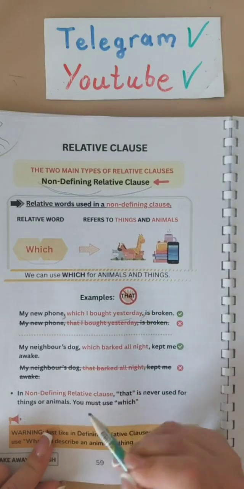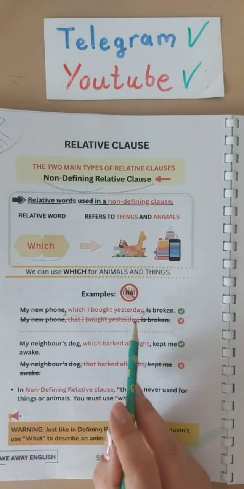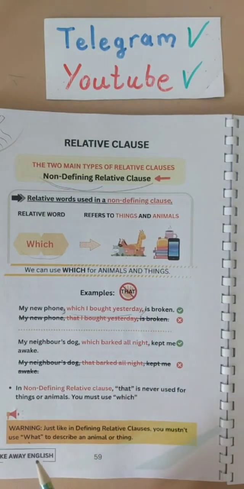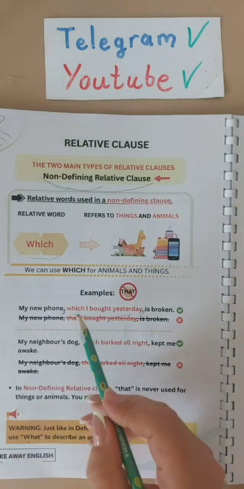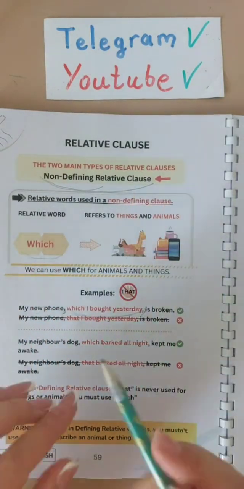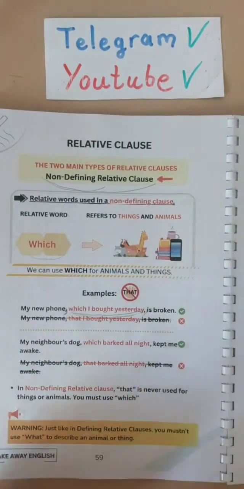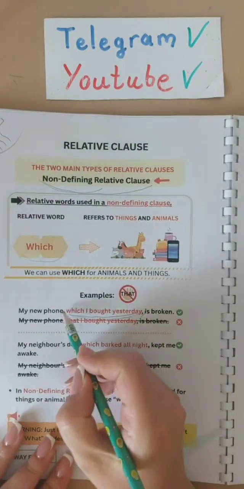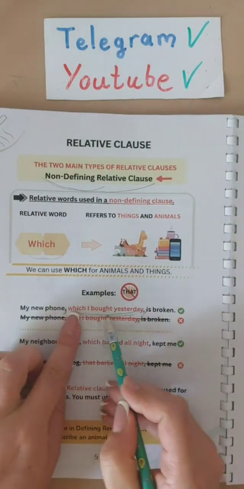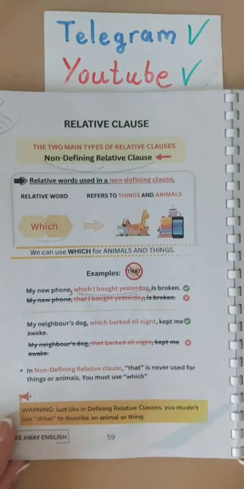So commas tell you, know that. My new phone, which I bought yesterday, is broken. Even if you remove this information, the sentence still makes sense. So it's just extra information. By the way, I bought it yesterday. It's broken. Okay? So commas tell you I'm extra info. So you cannot use that.